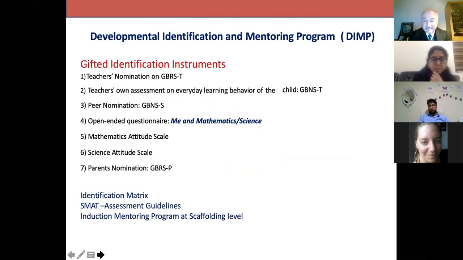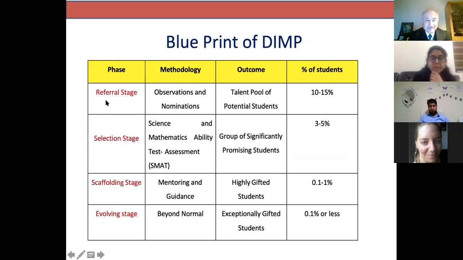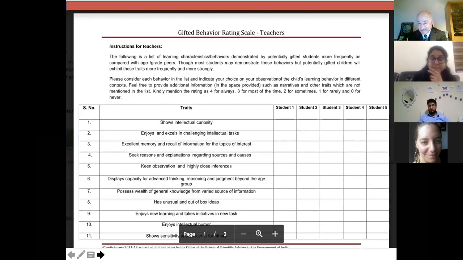So basically at the referral stage we had a percentage of 10 to 15%. At the selection stage we had 3 to 5%. At the scaffolding stage we had only 0.1 to 1%. And the exceptionally gifted stage, which we call evolving, now there is no limit. Now it is between the mentor and mentee how much they can reach, and this is 0.1% or even less than that.